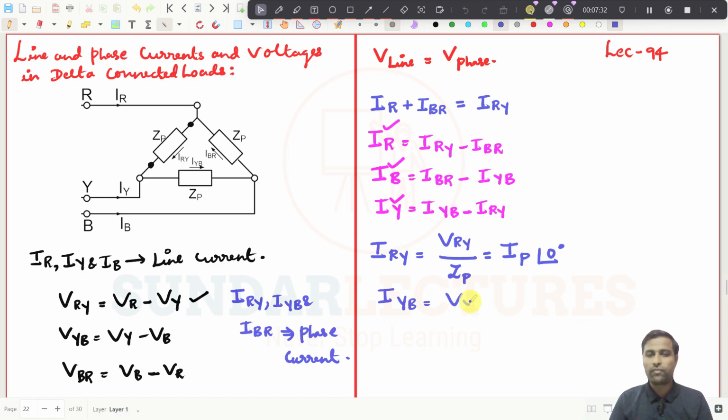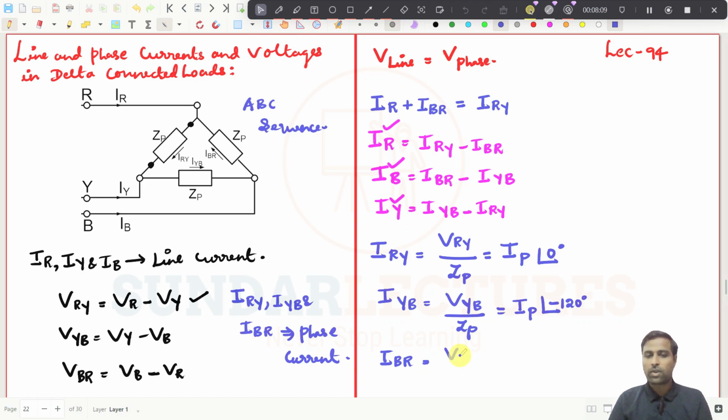what will IYB be? IYB will be equal to VYB divided by ZP, the same load, because this is a balanced load. So this will also be IP, but since it is ABC sequence, I have already told you what ABC sequence is. If it is ABC sequence, IRY, then IYB, then only IBR will come, and this will be at minus 120 degrees.